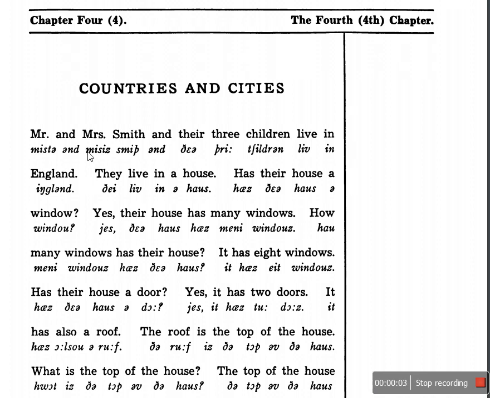English by the Nature Method, Chapter 4, the fourth chapter, Countries and Cities.